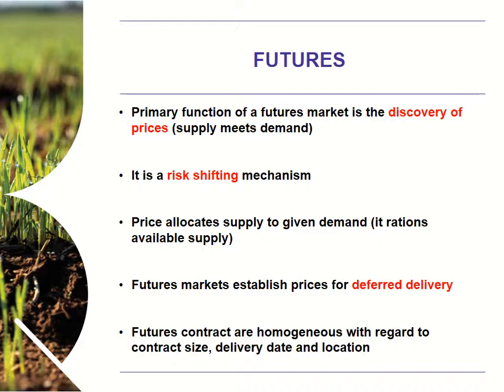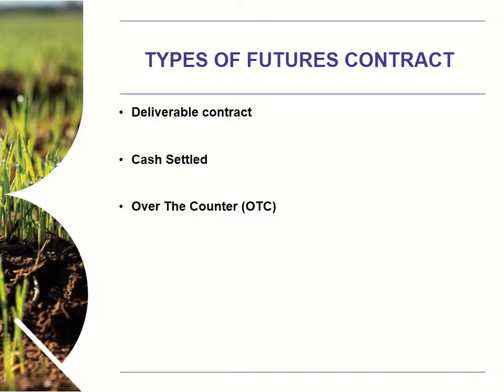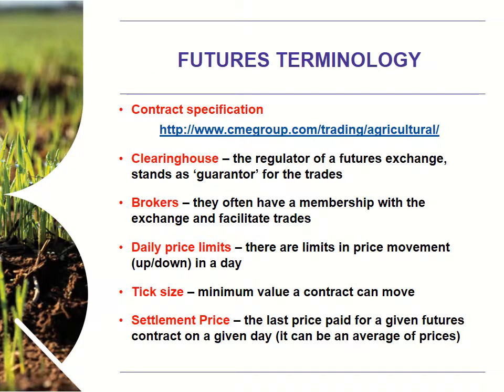And the last point, which we discussed earlier, is that it's homogeneous with regards to the contract size, delivery date, and location. It's all fixed, unlike a forward, where you can negotiate and contracts can be different. Futures contracts are fixed. And there are 3 types of futures contracts. There's the deliverable contract, where you have to deliver on it. You've got cash settled, where you cash settle just like commodity swaps, and you've got the over-the-counter futures contract.